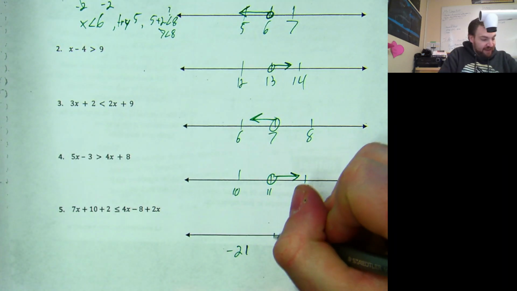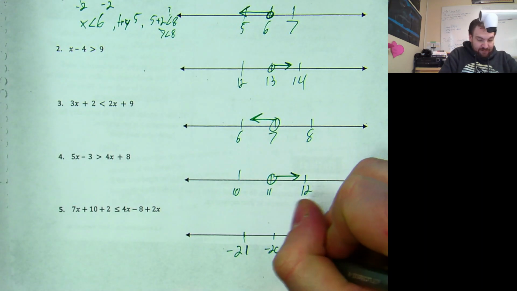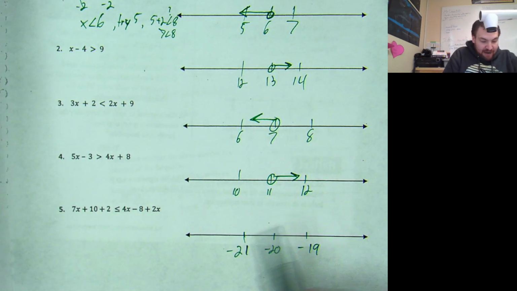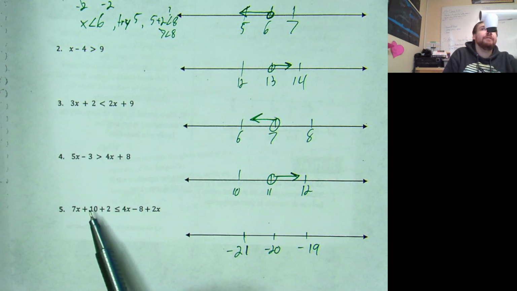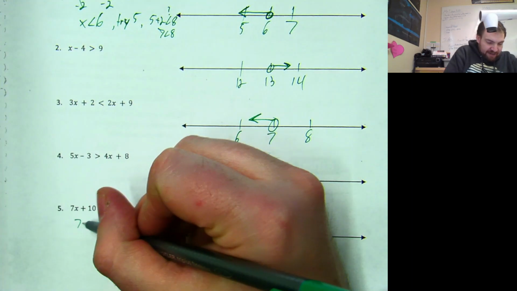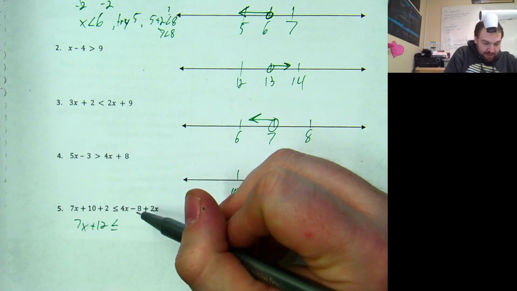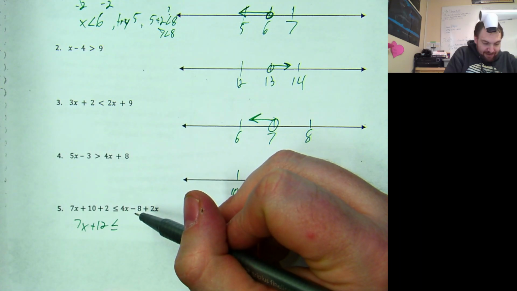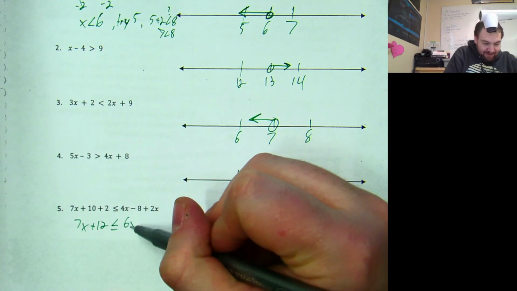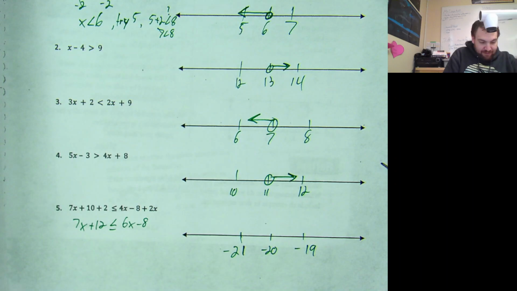Okay, let's take a look at it then. First things first, we want to group here. So we're going to get 7x plus 12 is going to be less than or equal to. Okay, I see what it is. I just didn't write it. I just said negative 12 and negative 8. Oh, gotcha. Yeah, that'll do it. You're good. So negative 21, negative 20, negative 19.